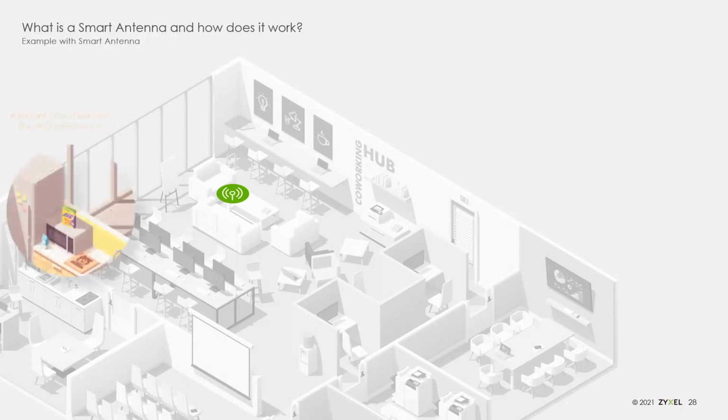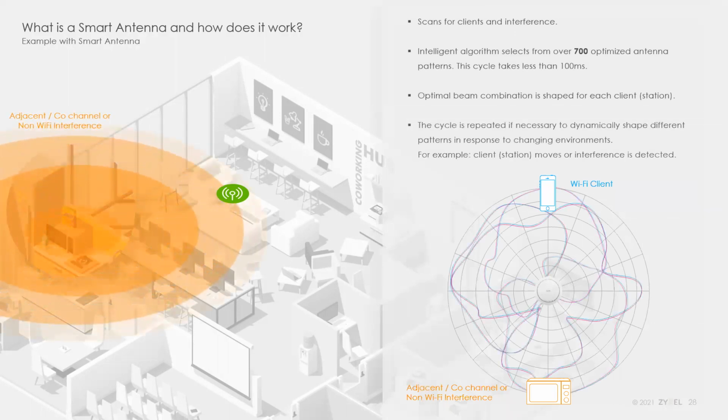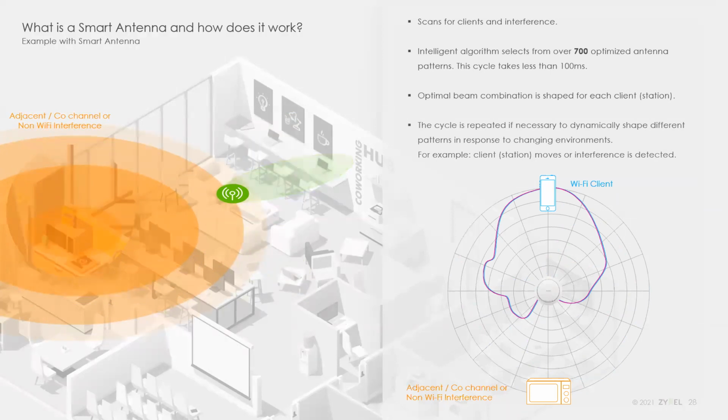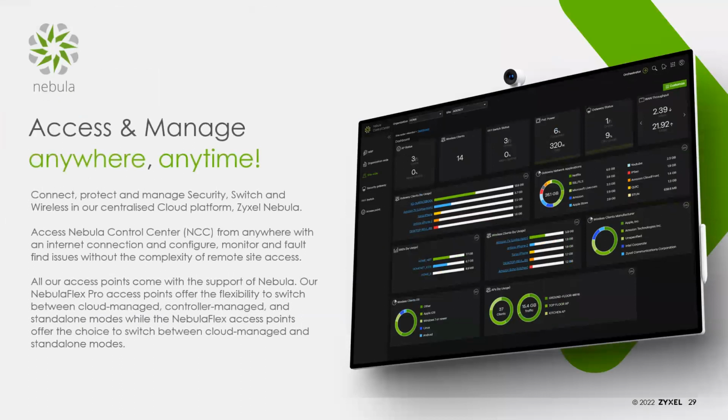So with a smart antenna, instead you've got literally hundreds of antenna patterns that can be chosen in basically real time. And we can do this for each client that's on there. It requires no special technology on the client. And unlike beamforming, it works perfectly fine with mobile client devices. So that's it as far as the antenna technology goes.